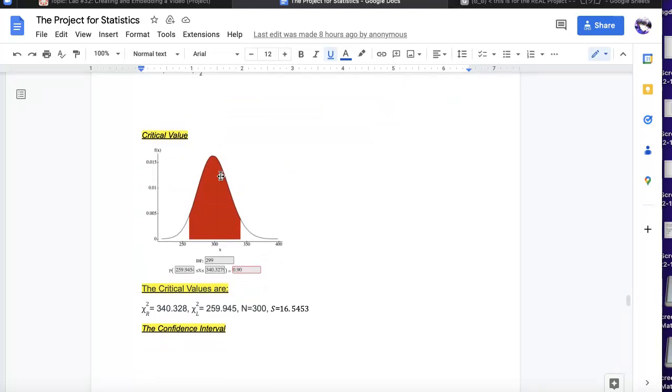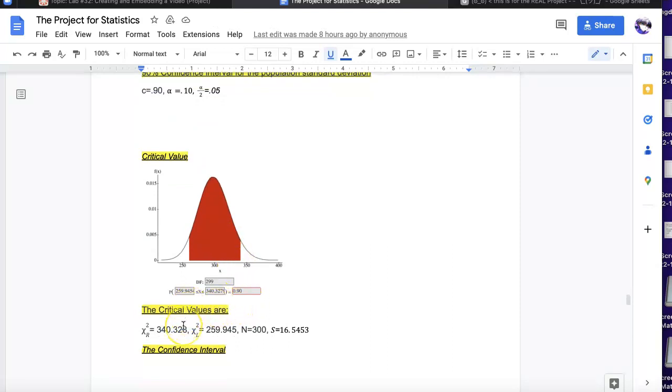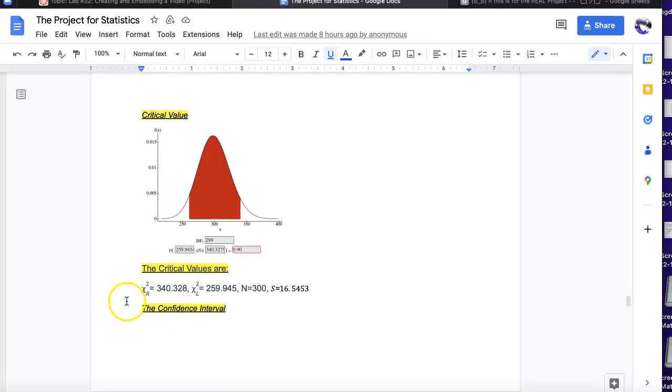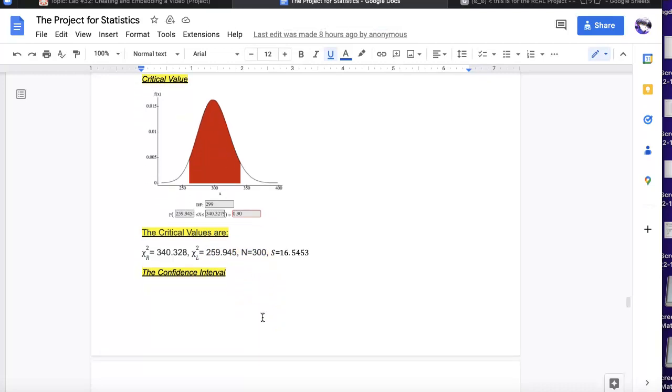So for this one, we're going to have to be using the chi-squareds. We use this applet to find our chi-squareds. We plugged in our degrees of freedom and our level of confidence, and we were able to get the chi-squared to the right being 340.328, and our chi-squared to the left being 259.945. Again, our n is 300. Our sample standard deviation is 16.5453.